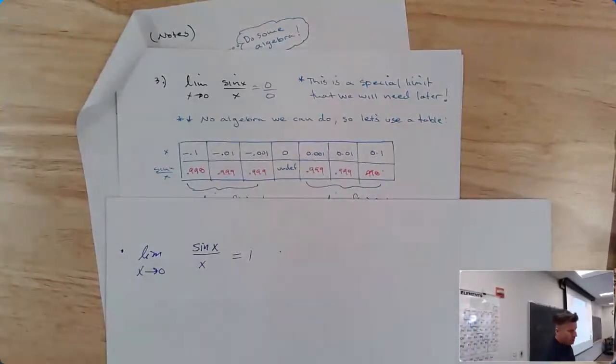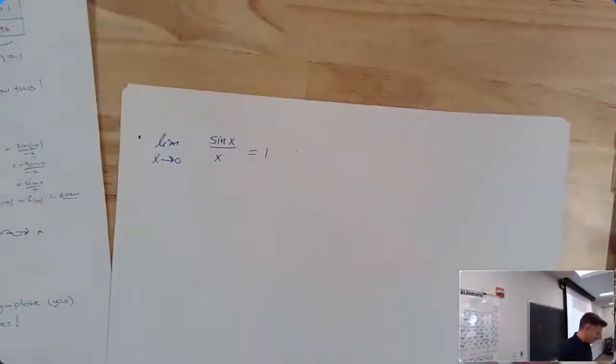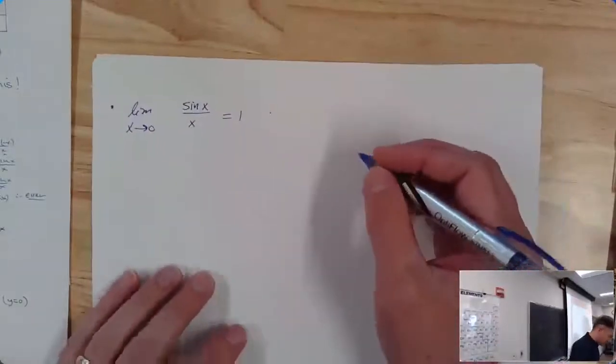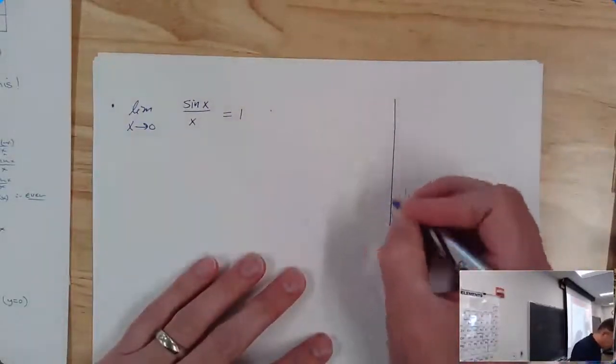And we could prove it. As much as I would like to, because I really like proving it, it's a fun proof to do, I don't think that's the best use of our time right now. So I think I'm going to let it go for the moment. I will say the graph of sine of x over x looks like the following.